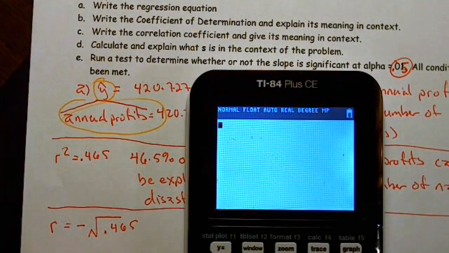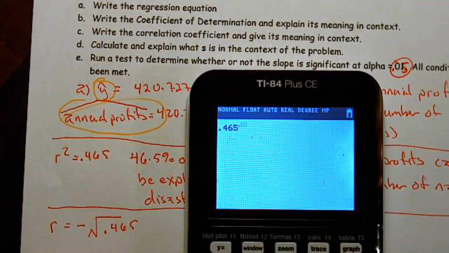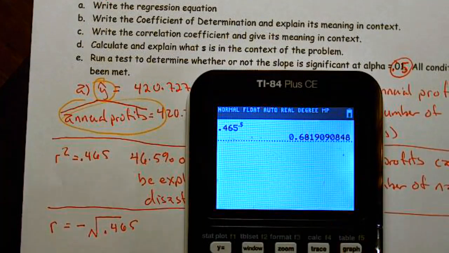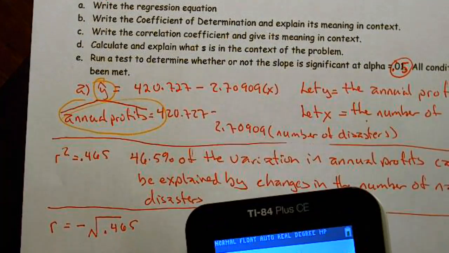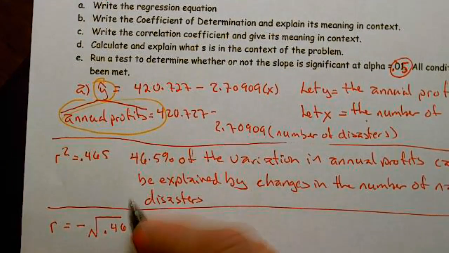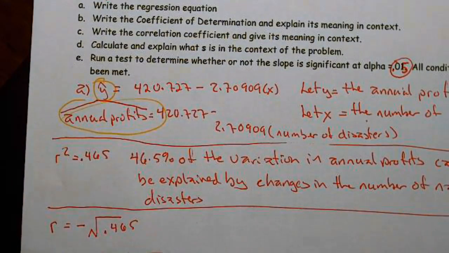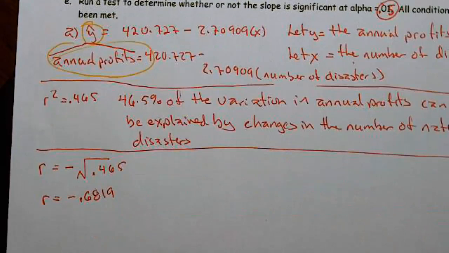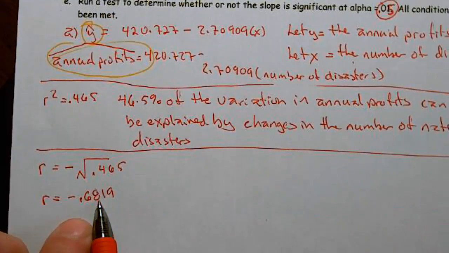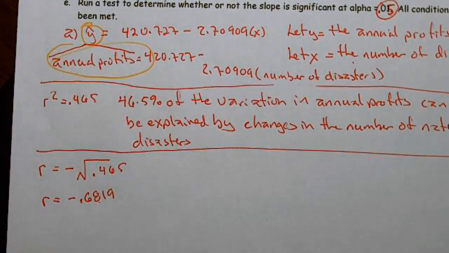So R equals negative square root of 0.465. Take the square root of that, and I get negative 0.6819. So R equals negative 0.6819. All right, this is less than 0.75 and greater than 0.4. So we're supposed to define that in context.